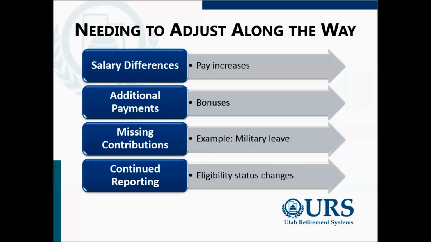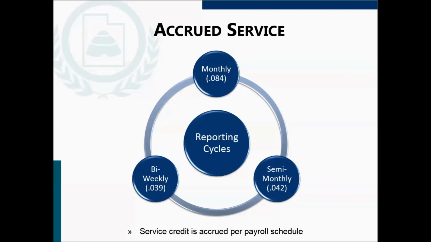The other thing, continued reporting. Maybe my eligibility status changed. Maybe you were reporting me as an ineligible and now I've become eligible, but you forgot to start that money on time, so we might need to go back and get that corrected. Now we've talked about how your members accrue their service. Again, they accrue service based on the contribution periods. So if you're biweekly, they need to be receiving 26 contributions a year. If they're monthly, it's 12. If they're semi-monthly, it's 24. When those contributions come in at the end of the year, they've got their 1 year of service. Just wanted to point that out.